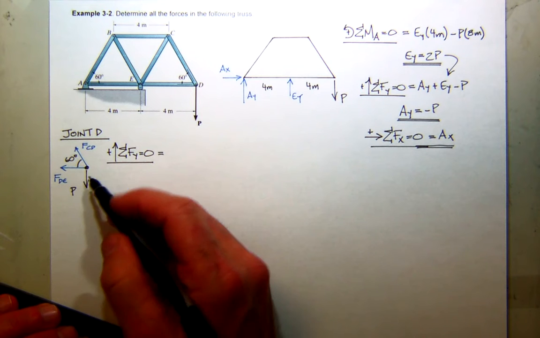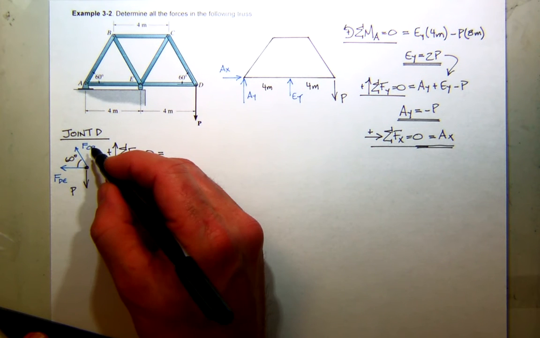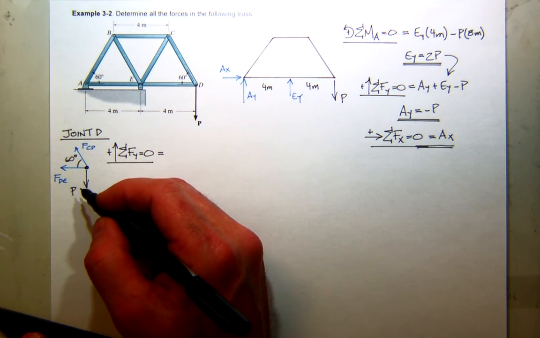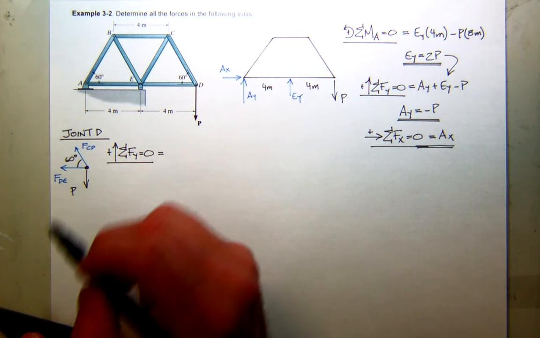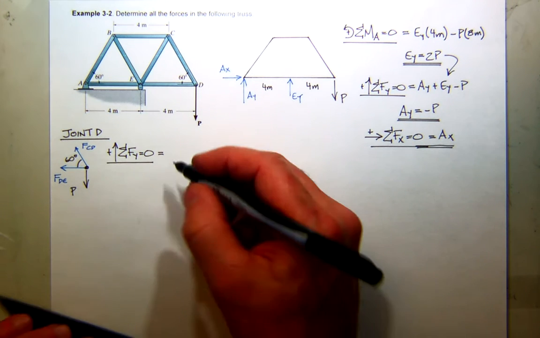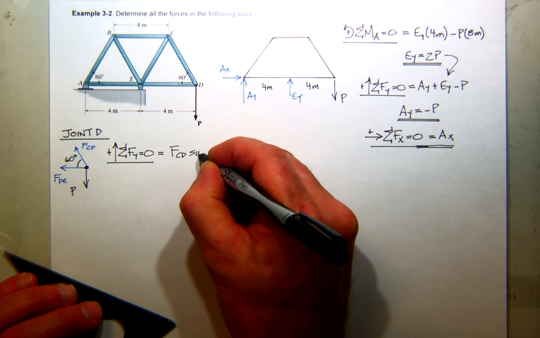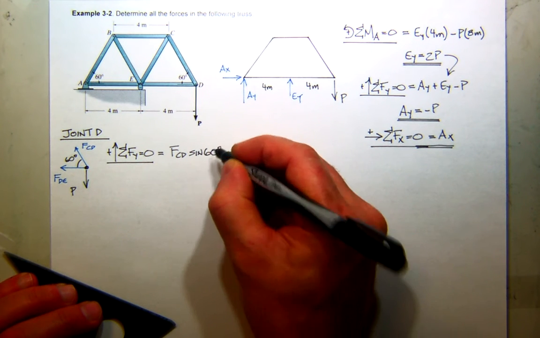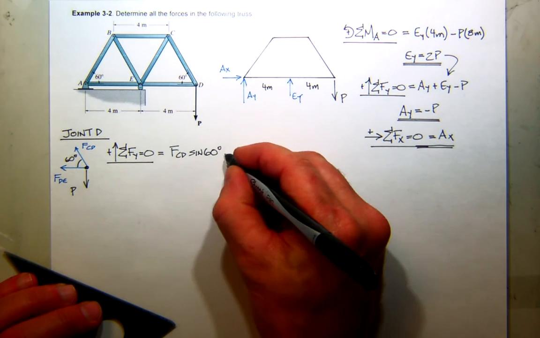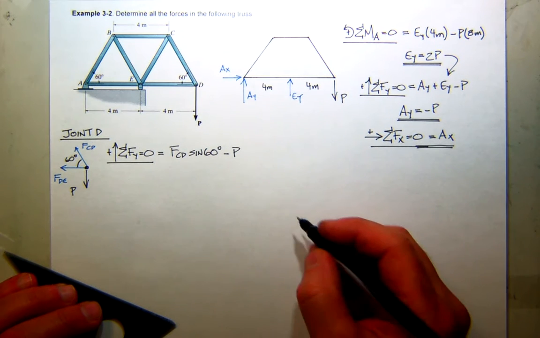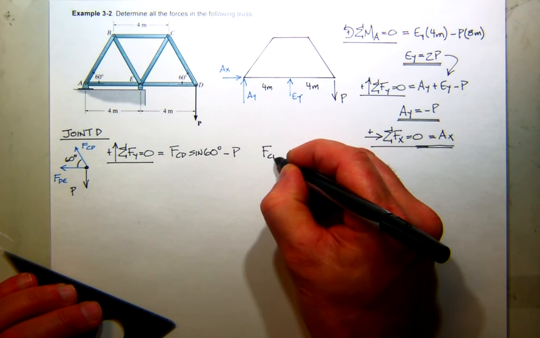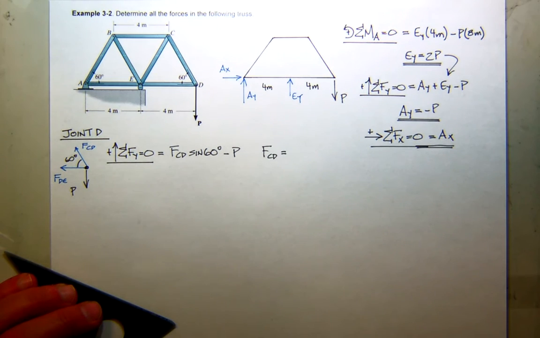So, in the y direction, I have the vertical component of CD, and the vertical component is going to be what? The sine of 60, right? And it's acting up, so I've got force CD sine 60 acting up, and then what do I have acting down? Minus P. So what is the force CD? It looks like it's going to be positive. P over sine 60.